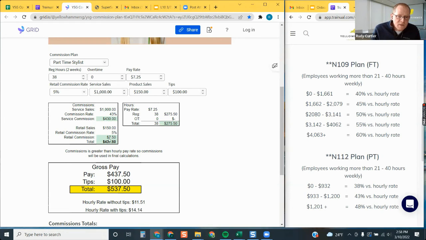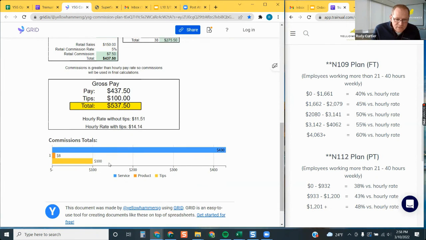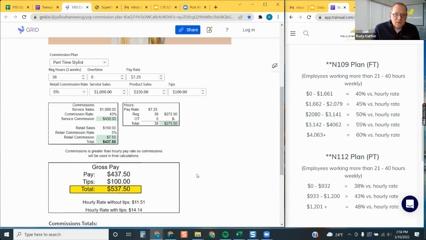So this is a commissioning employee for this paycheck, and by adding in the $100 in tips, we see that this stylist earned $14.14 an hour total for that 2-week pay period. So there's a tiny little grid down here at the bottom as well. It just gives you a little graphic description of what was earned and how it was earned, and just a really cool little pay calculator.